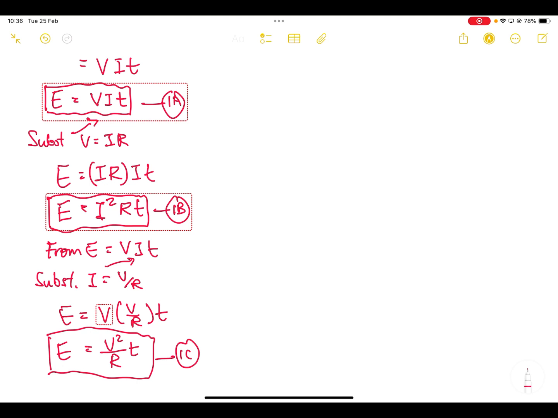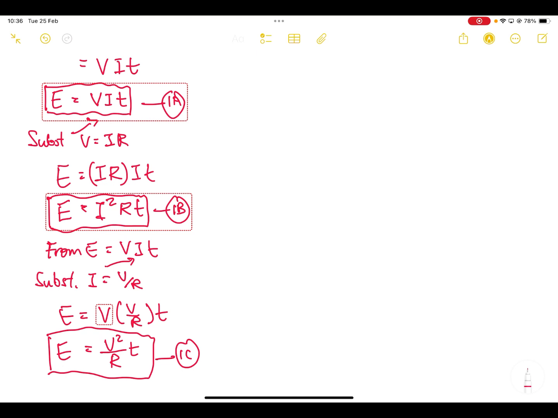Now, some of you may ask, do I need to memorize so many formulas? Actually, you don't need to. You can just remember E equals VIT, and whenever you're given something else other than V and I, you can use V equals IR to convert, find V and I, and use back 1A. But from experience, it's always better to memorize all three and plug the correct formula in straight away. After a while, you will get used to it and remember it. Now, this is the set of energy formulas.